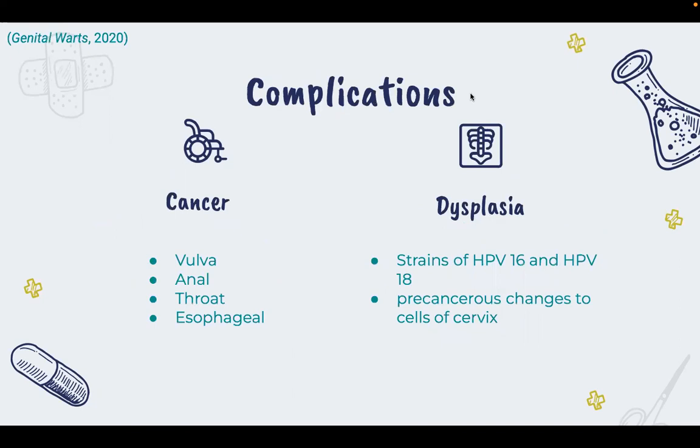Complications of genital warts are different types of cancer and dysplasia. Dysplasia is caused by the strains of HPV 16 and HPV 18. These strains cause precancerous changes to the cells of the cervix. Other cancers that are complications from genital warts are cancer of the vulva, anal, throat, and esophagus.